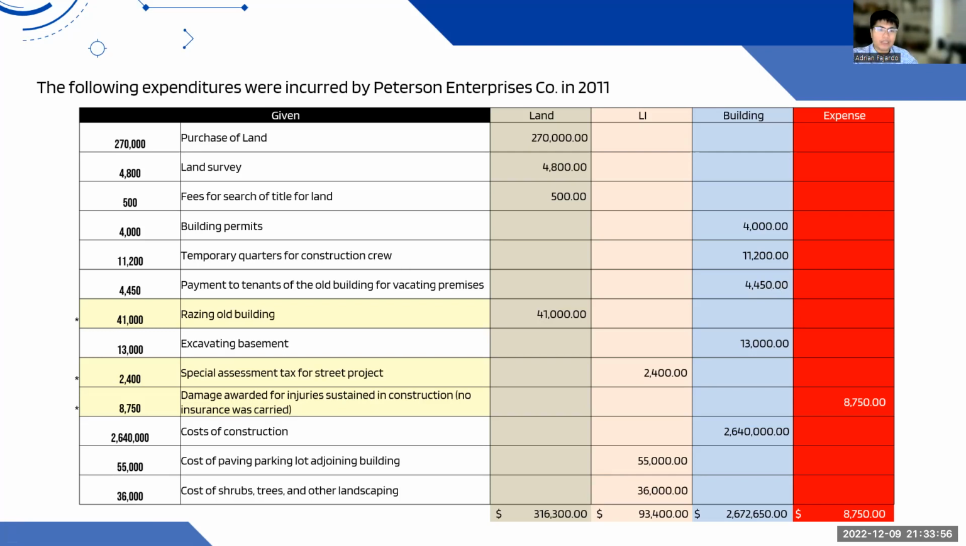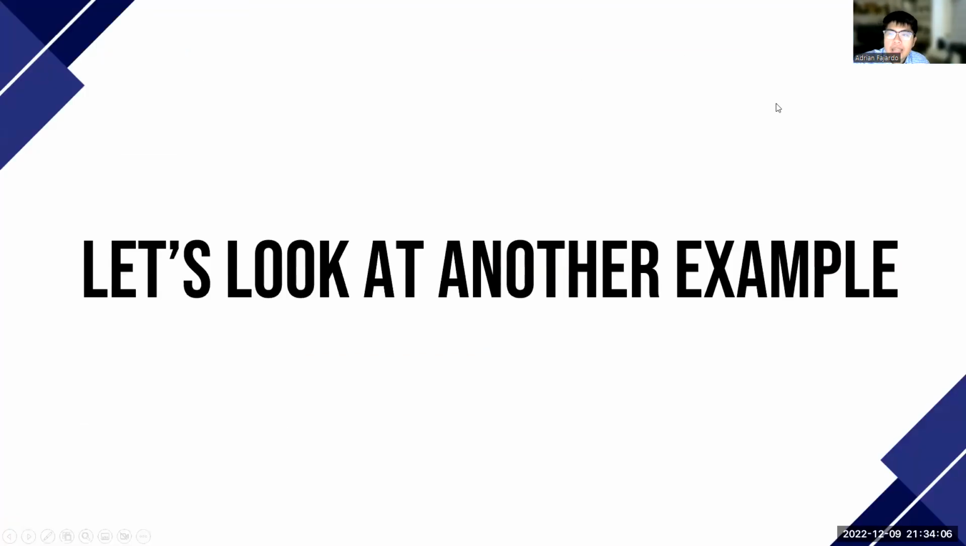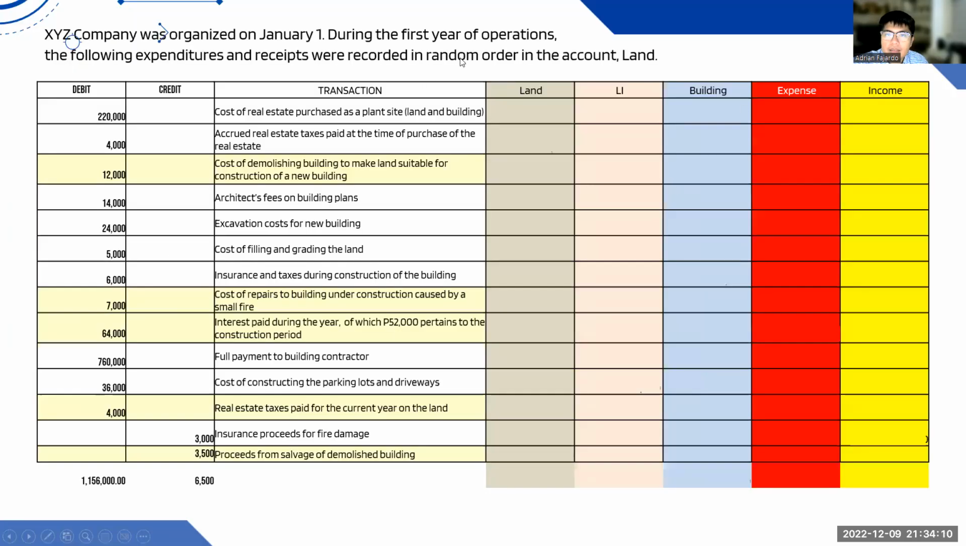So very straightforward. Don't be afraid if there are many terms. If you're good at classifying, or you really did a lot of exercises, then it should be straightforward. Next, let's take a look at the other example, right? So XYZ company was organized on January 1 and it has many terms. The only difference here is that the cost was classified as debit or credit, but in general, these are costs, right?